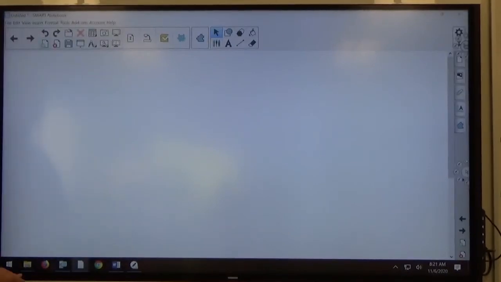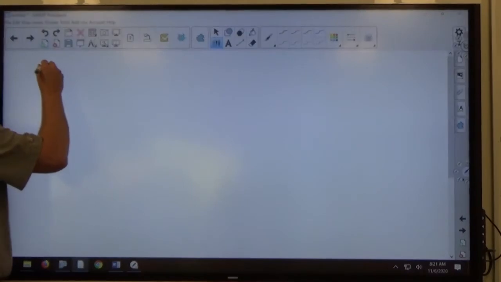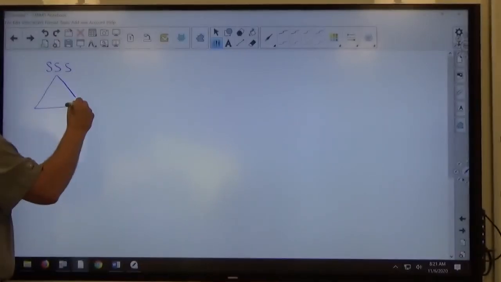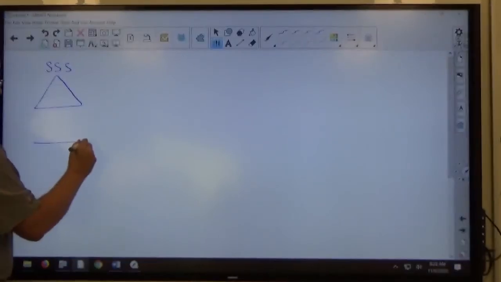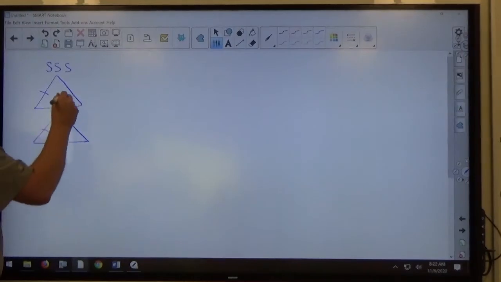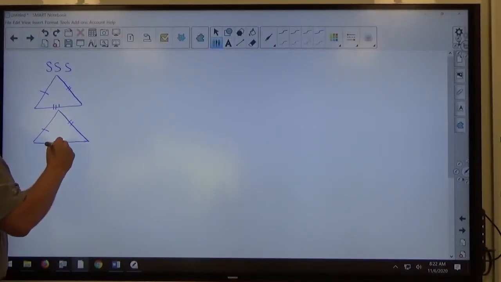All right, so yesterday we learned a couple rules about congruence of triangle theorems, and one of them was the side-side-side theorem, which told me that if I have two triangles such that all three sides of one are congruent to all three sides of the other, then the triangles are congruent.